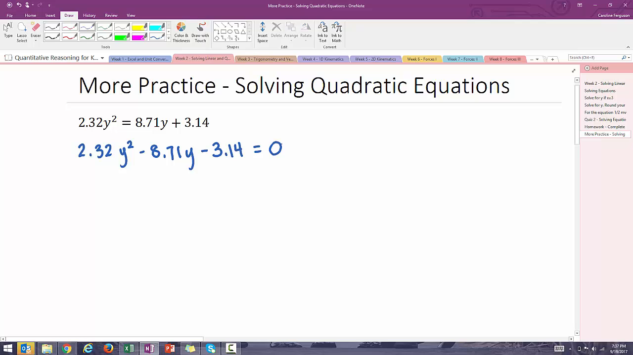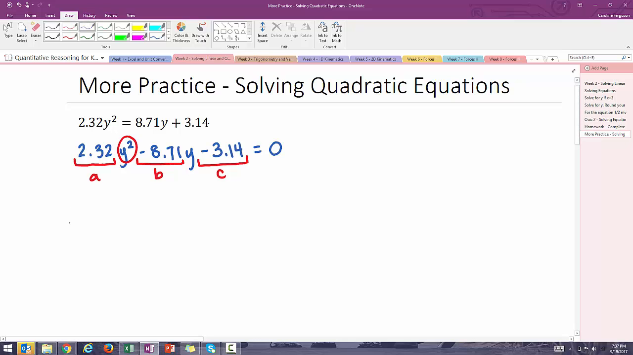And now what's left on the right side of that equals is just a 0. There's nothing left. So next what we want to do is identify the a, the b, and the c in this equation. So the a is always the number in front of the squared term. So we've got our squared term over here. The number in front of it is a, so 2.32. Our b is the number in front of the variable that's not squared. So this is our b. It's negative 8.71. So don't forget that that negative stays with that number. And our c is the number that's by itself, that doesn't have a variable next to it. That's our c.